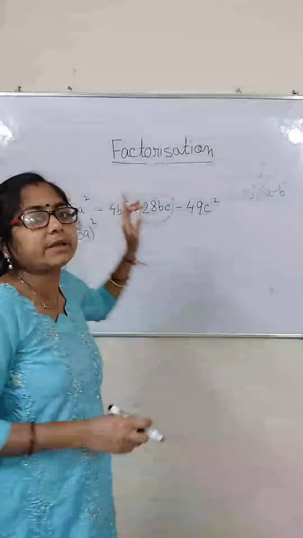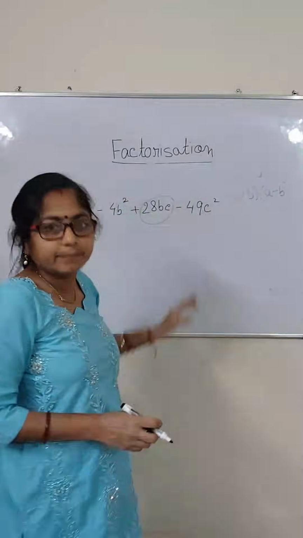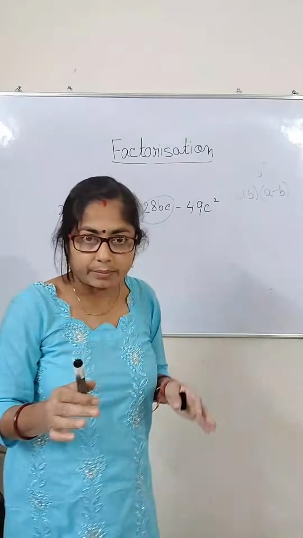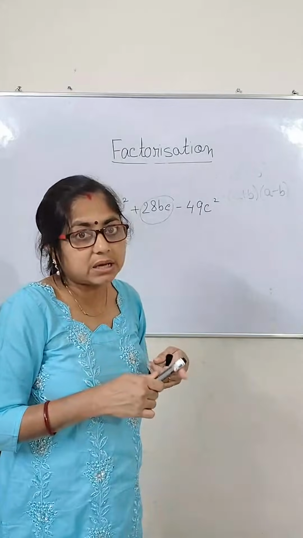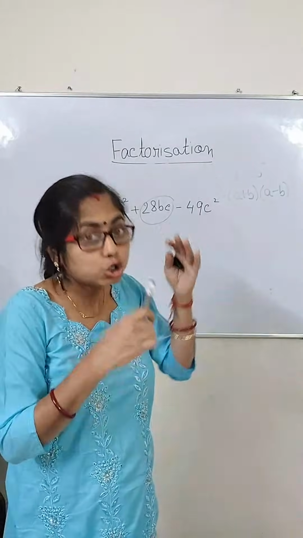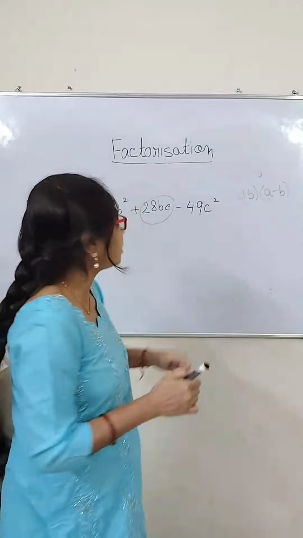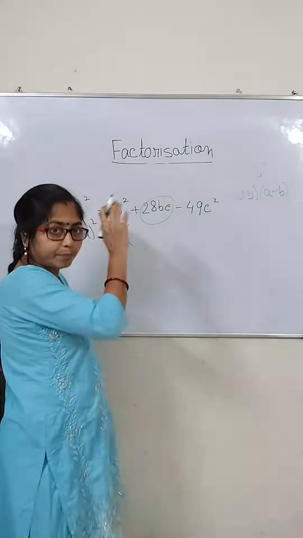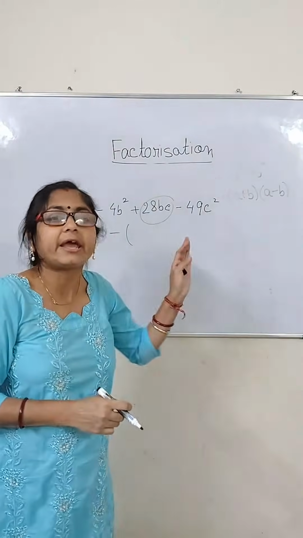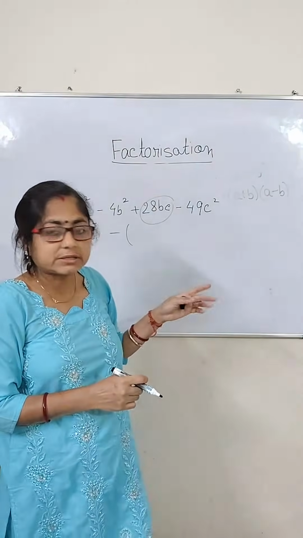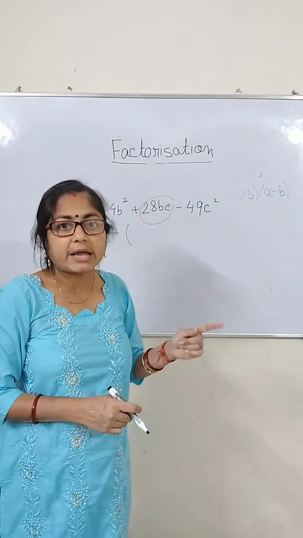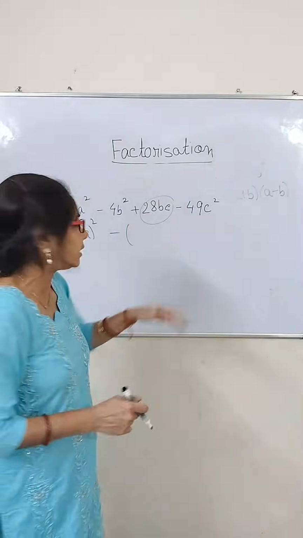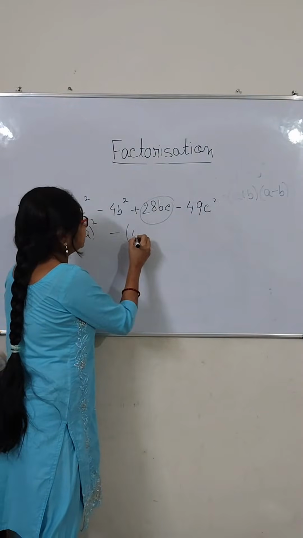Before 4b square there is a minus sign. So what I am doing? I take minus common, and when I take minus common, all the signs inside must be changed. So I write minus common, then I copy the rest. I am not doing any square because first I change the sign, then I apply the formula. So I just take the minus common and change the sign.